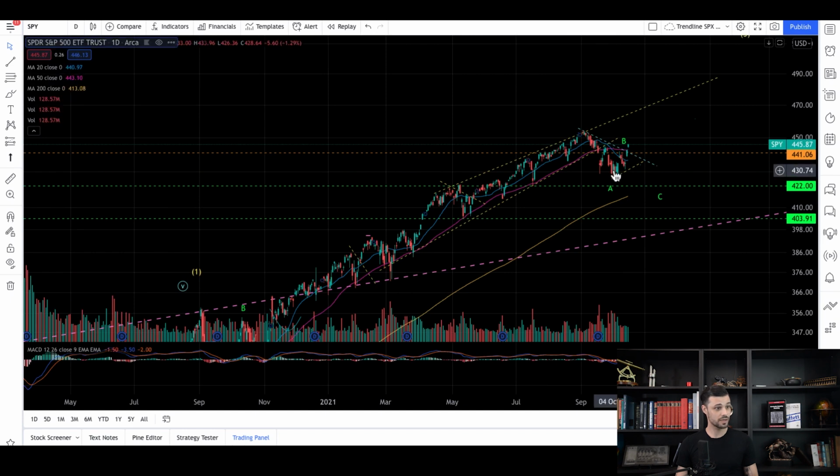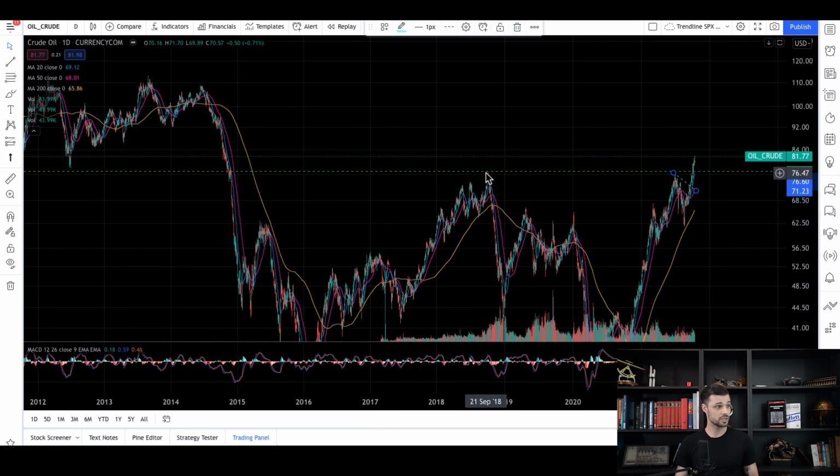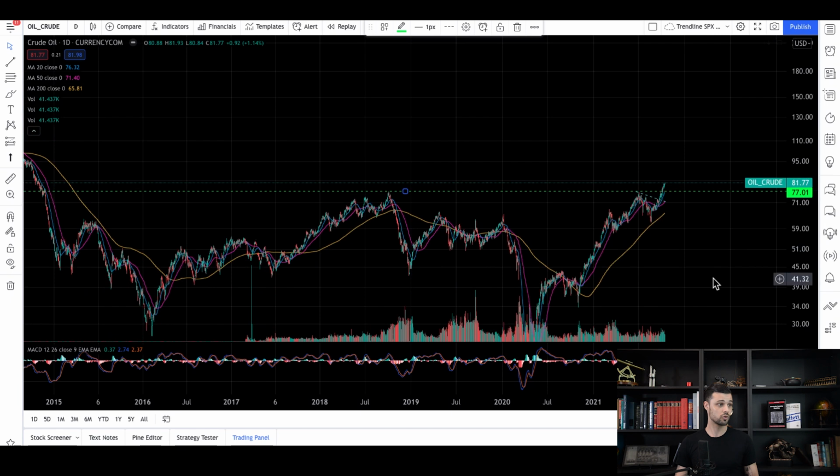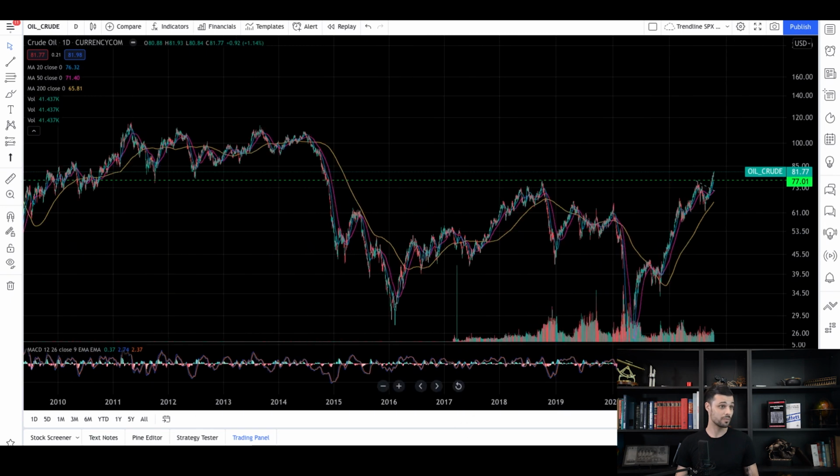Where was the SPY? It was at the lows, okay? So here it was already a good indicator that the oil was breaking out, which is good. And then we had the confirmation by making a new high above the October 2018 level, which is 87.7. So right now we are in no man's land, guys.